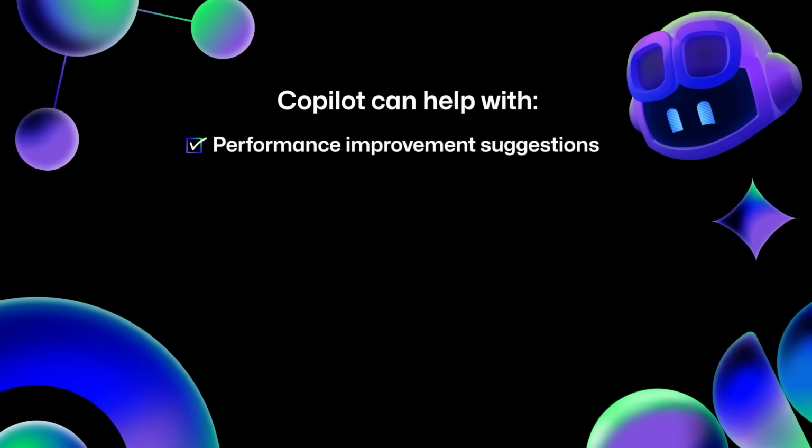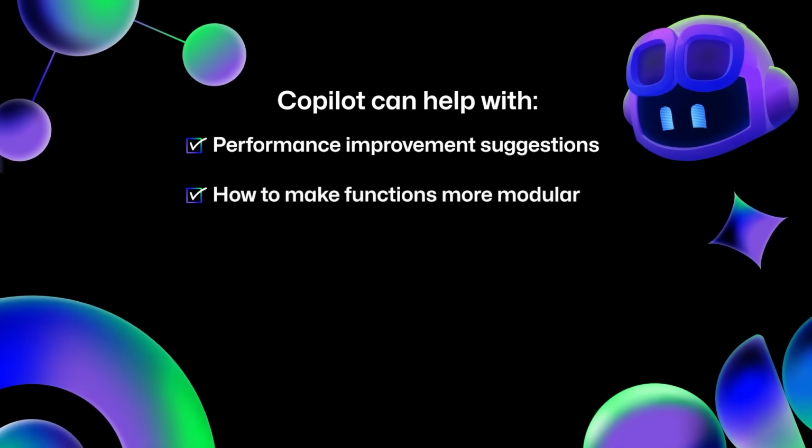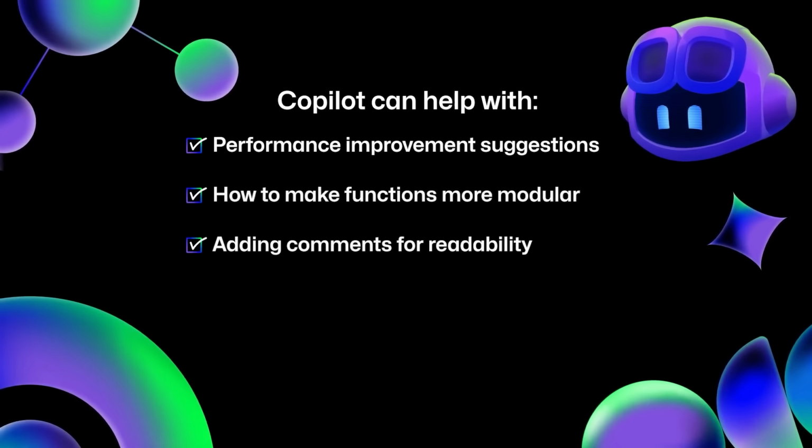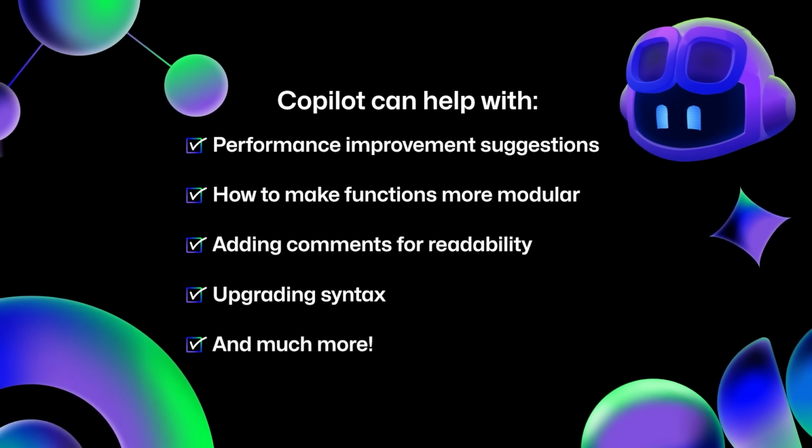Reviewing and refactoring your code with GitHub Copilot is a great way to do an initial overview of the work that you've done. You can also ask Copilot for performance improvement suggestions, how to make functions more modular, adding comments for readability, upgrading syntax to be more modern, and so on and so forth. We can also, if you have access, use Copilot Code Review on GitHub.com to make the code review process even more seamless. Let's take a quick look.